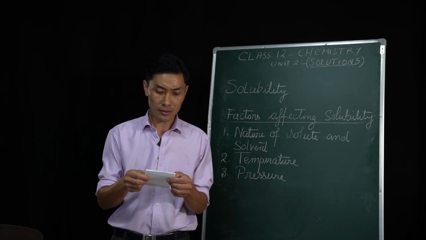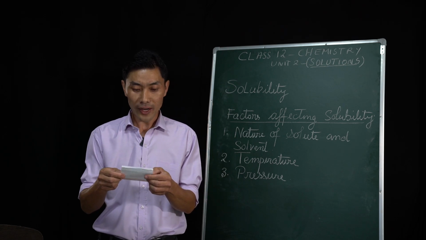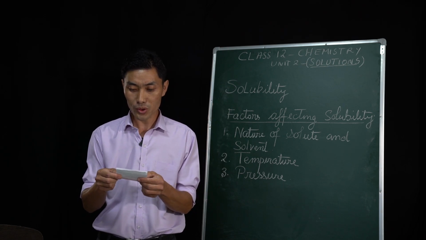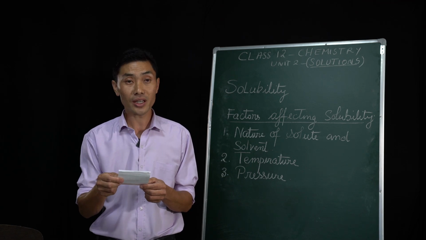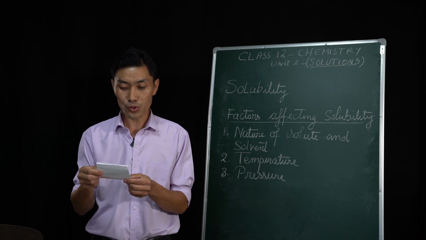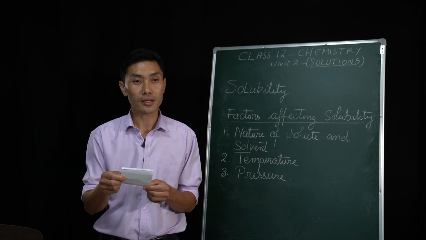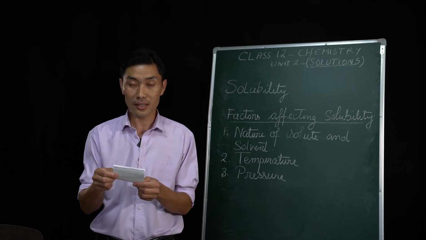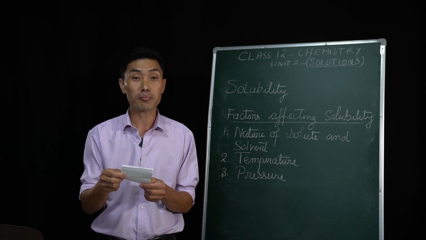For the first question, I asked you to find the mass percentage of glucose in a solution in which 10 gram of glucose is dissolved in 100 gram of water. The answer for that one is 9.09 mass percent.